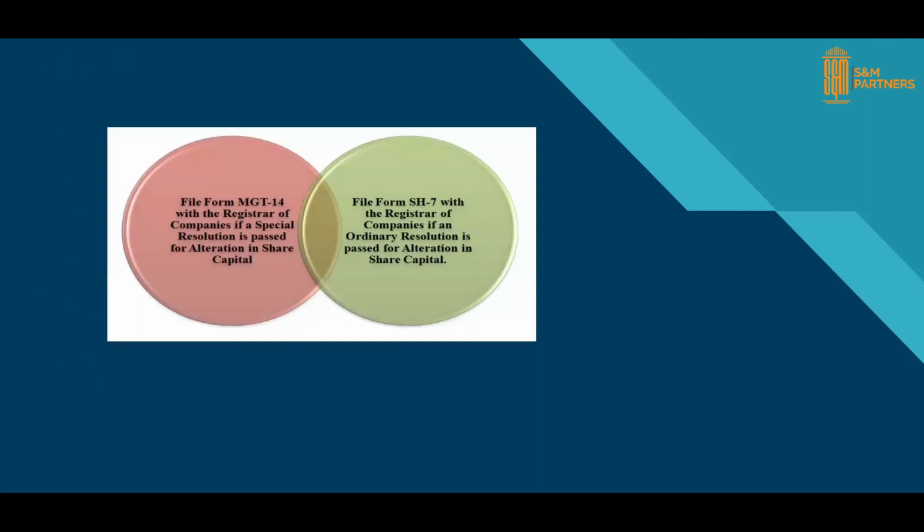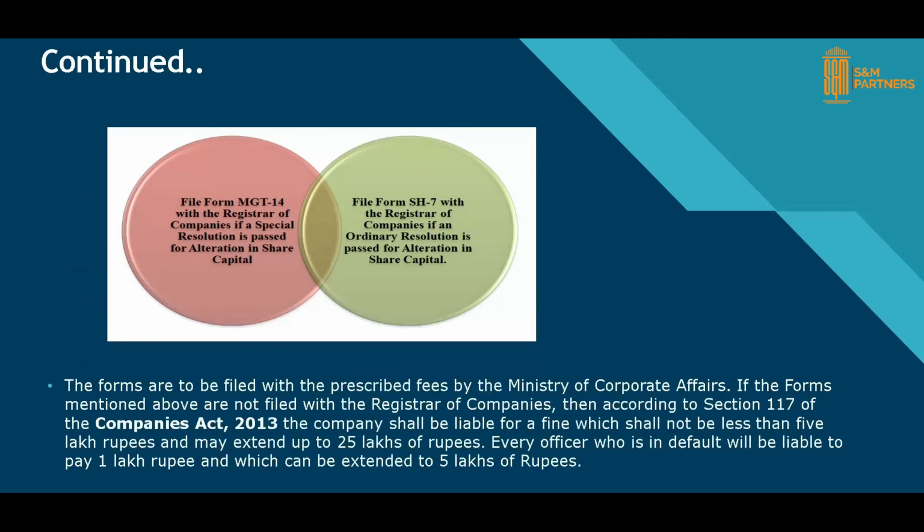Now the last step is, based upon the resolution passed, the company has to file forms. If a special resolution is passed for the alteration of share capital, then the company has to file form MGT 14 with the registrar of companies. But if an ordinary resolution is passed, now what is an ordinary and a special resolution?